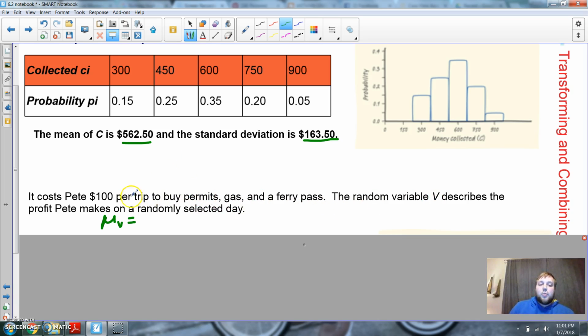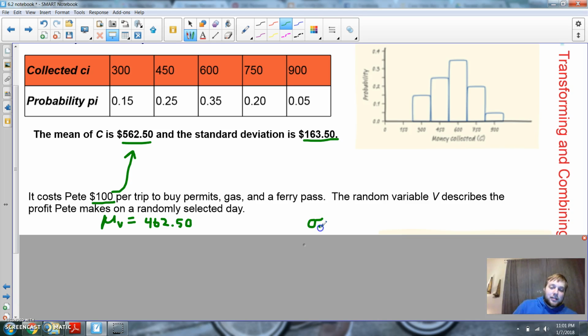Remember, we will subtract $100. So that 100 goes to this guy. Now the new mean of profit, he's actually walking away with only $462. See, he's not really making that much money. Teaching still gets way more money than doing a tour. He's only making $462 a day.